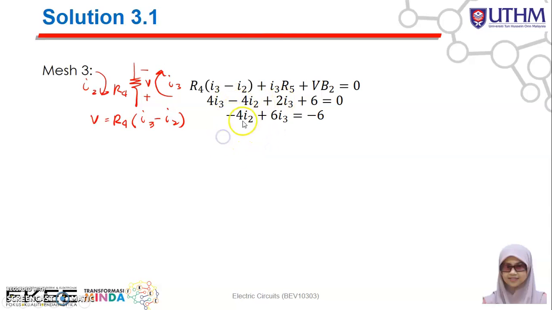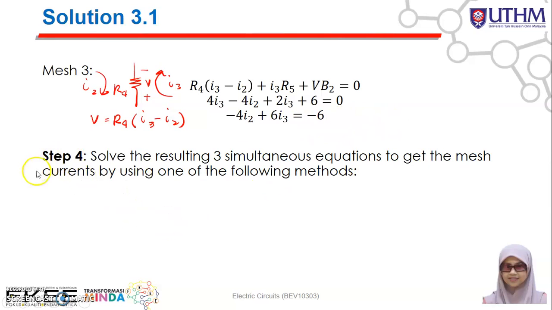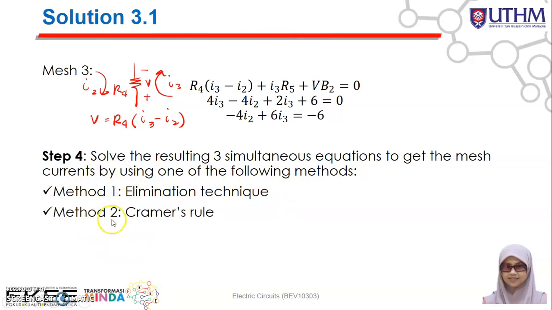Here I have negative 4I2, and 4 plus 2 is equal to 6, so plus 6I3. The 6 I move to the other side, so I get negative 6. This is my third simultaneous equation. Alright, so step number 4: you need to solve the resulting 3 simultaneous equations to get the mesh currents I1, I2, I3 using one of the following methods. You can either use the first method, which is the elimination technique, or the second method, which is Cramer's rule. We are going to see step number 4 in the next example.